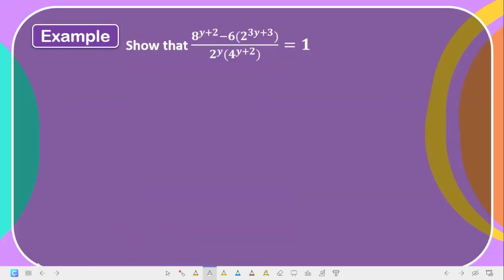It looks intimidating, but I like challenging questions. Questions that may seem somehow difficult. But this one is not even difficult. So we have 8 to the power of y plus 2.